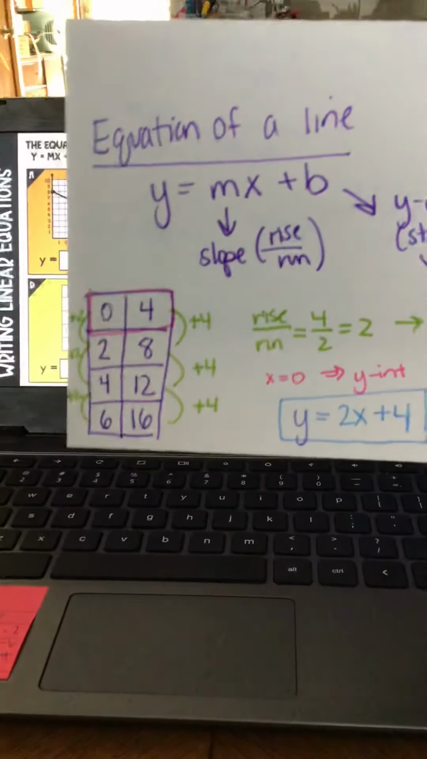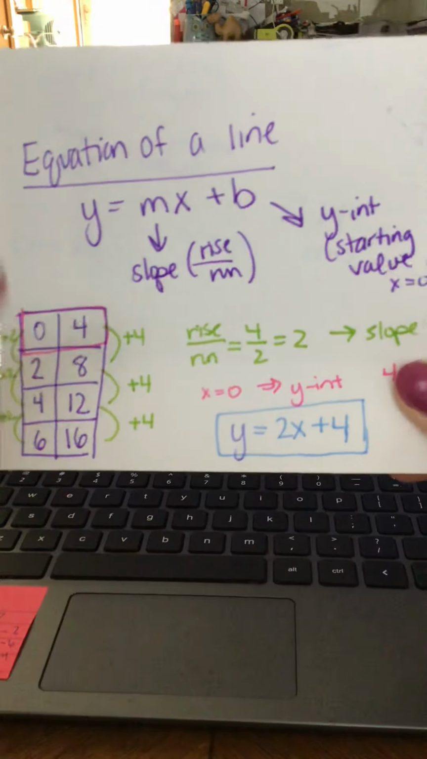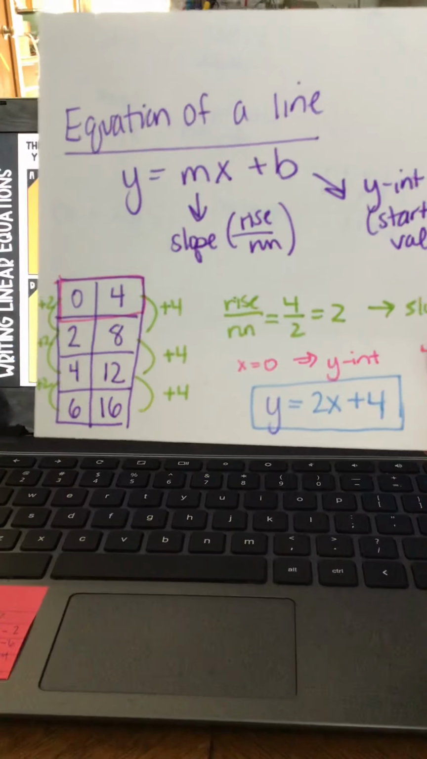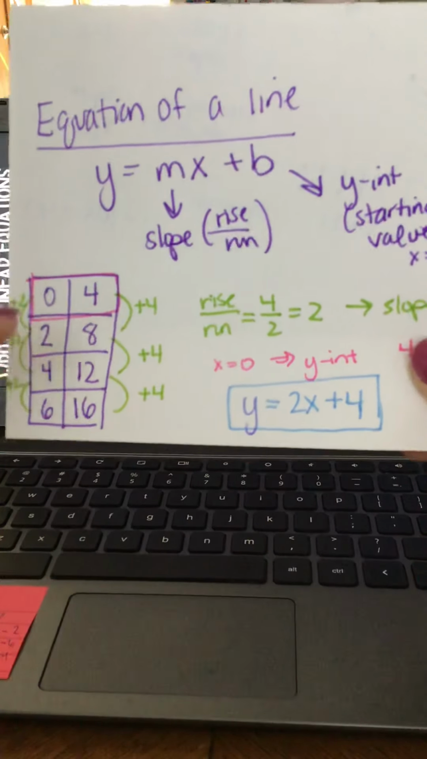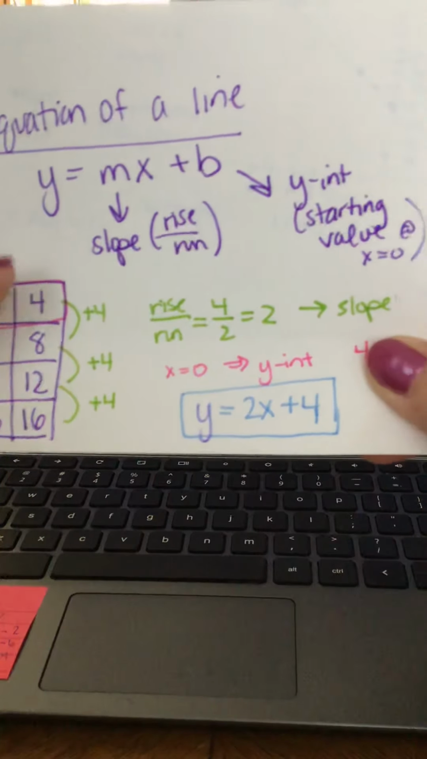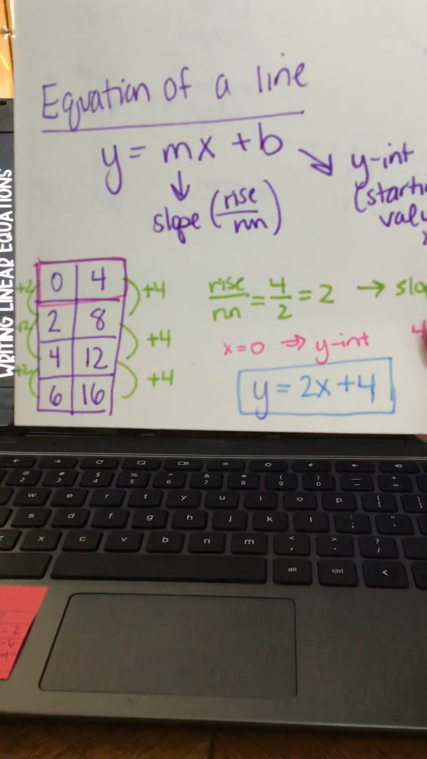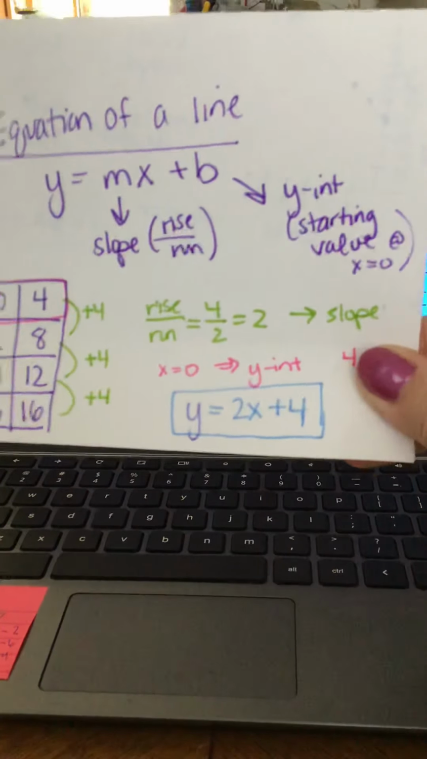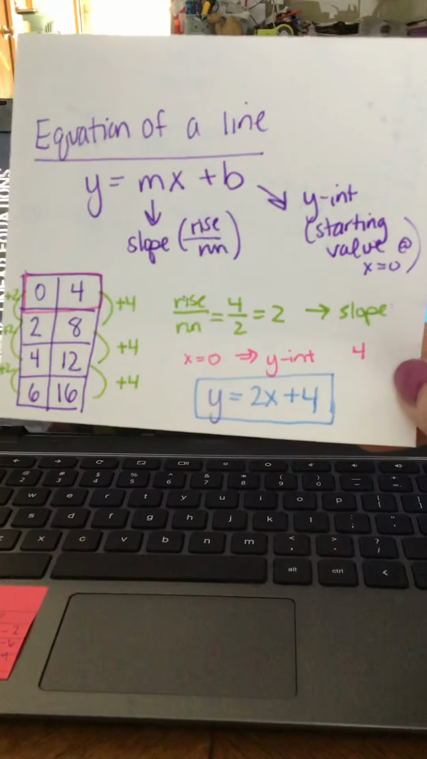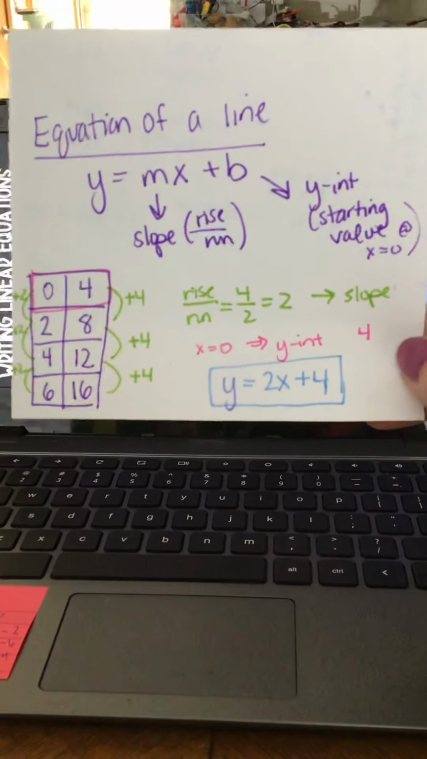If you were given a table of values, you need to look at what is changing. So how are my x values changing and how are my y values changing? So I made up a different example. From 0 to 2, from 2 to 4, from 4 to 6, those are all going up by 2. That's your run. And then 4 to 8, 8 to 12, 12 to 16, those are all going up by 4. So your rise over your run would be 4 over 2, which would reduce to just 2. So positive 2 is your slope because obviously the values in your table are increasing.